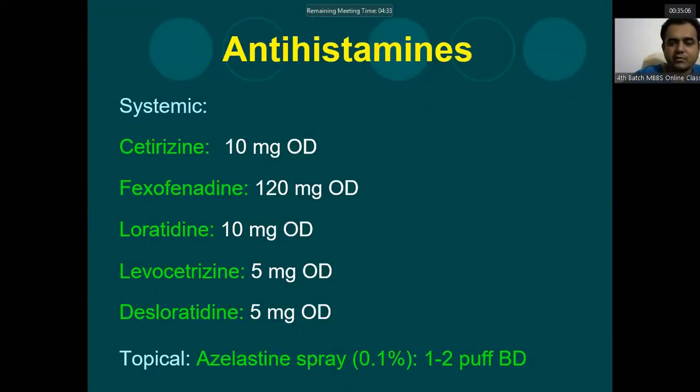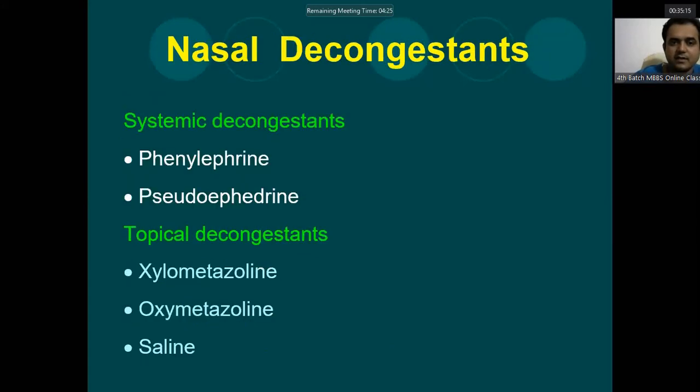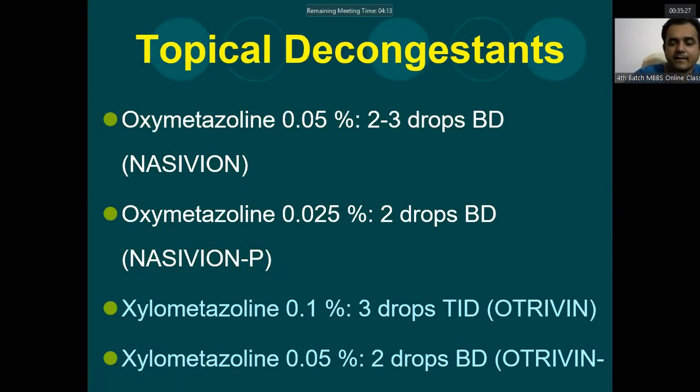Now, this is what we have already studied earlier, right? There are different antihistamines: cetirizine, fexofenadine, loratadine, levocetirizine, desloratadine. And then these are nasal decongestants: phenylephrine and pseudoephedrine are systemic, and these are the topical ones: oxymetazoline, xylometazoline, and saline. We already know how they are administered: 2 to 3 drops, twice or thrice a day, right?